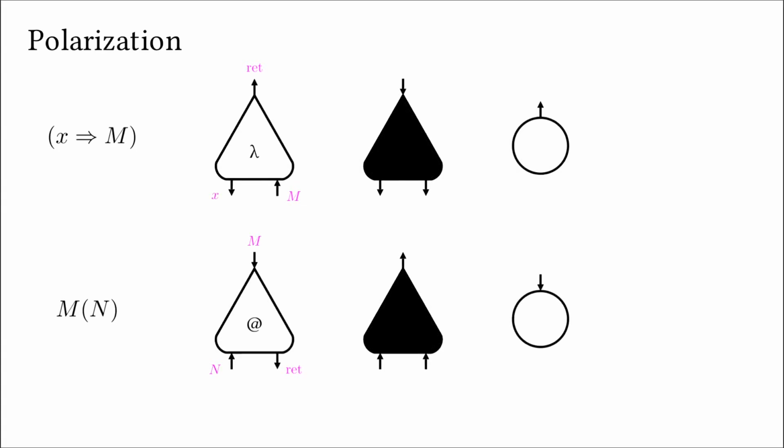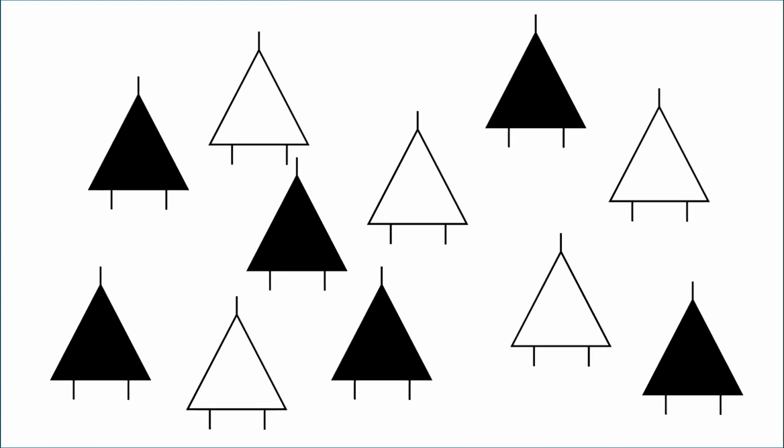But for example, if we now polarize the interaction combinators that we have introduced, you can get the lambda term. So it looks a bit confusing, right? But let's say you have this function x to m.